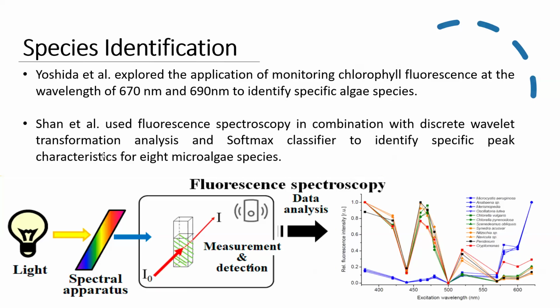While they successfully used this method to differentiate between two specific algal species based on their fluorescence, it could not identify all the species in the study.